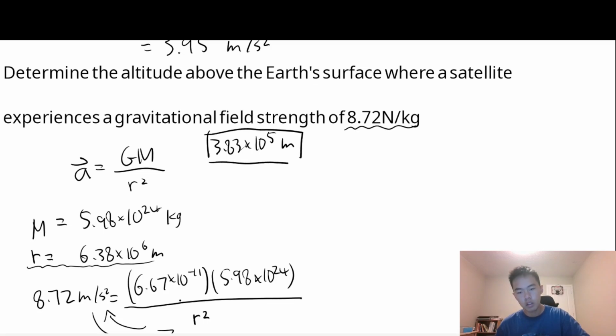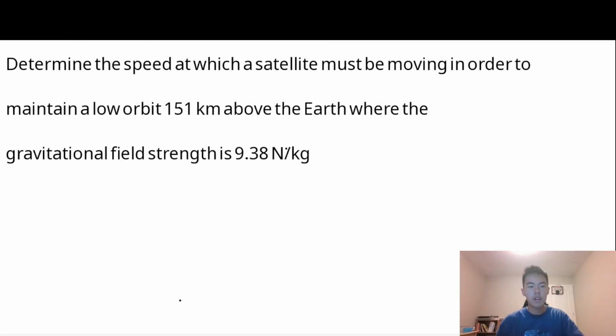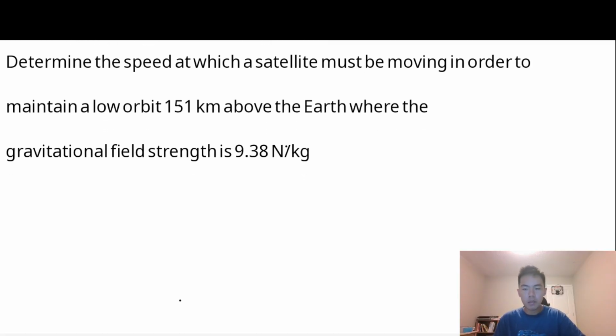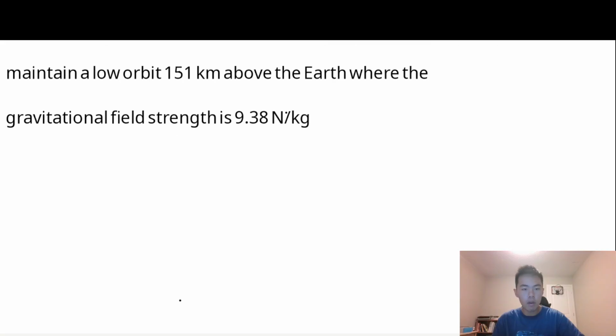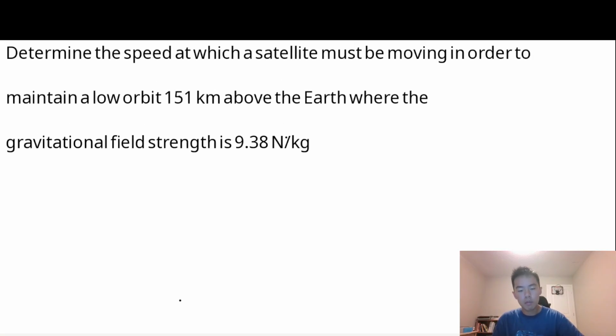Okay, next one. Determine the speed at which a satellite must be moving in order to maintain a low orbit 151 kilometers above the Earth, where the gravitational field strength is 9.38 newtons per kilogram.